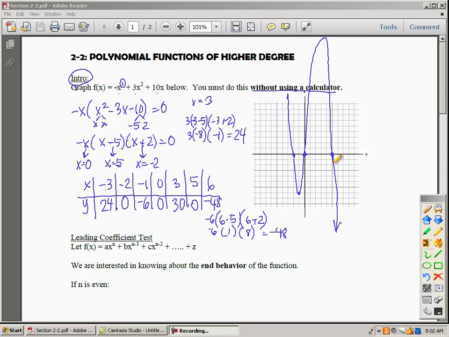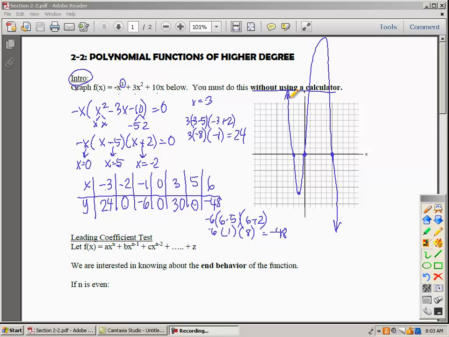And what we're trying to get you to see is this can be done without your calculator by factoring, putting zeros, and then finding places between your zeros in order to determine is it going to be above the x-axis or is it going to be below the x-axis. Okay? Start doing this if you can. Get used to not having your calculator.